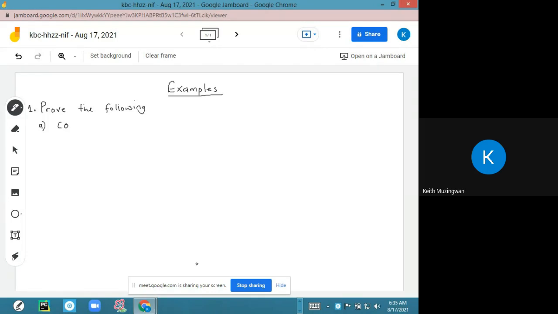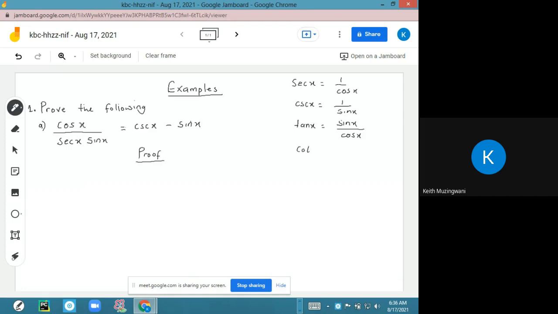So it was cos x over sec x sin x is equal to cosec x minus sin x. The proof, I start by reminding you that sec is the same as 1 over cos. Cosec is the same as 1 over sine. Tan is the same as sine over cos. And cot is the same as cos over sine.